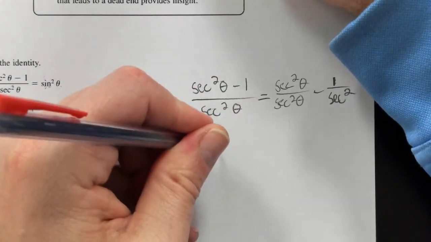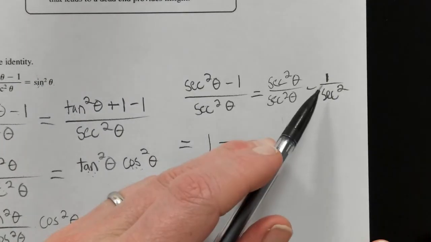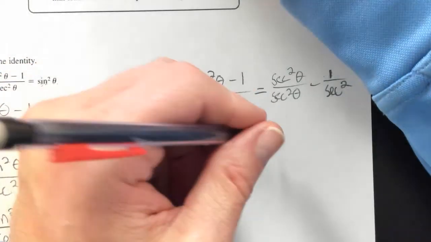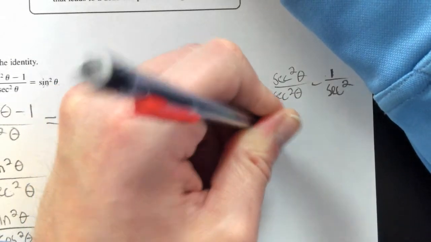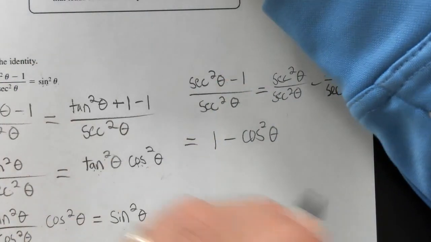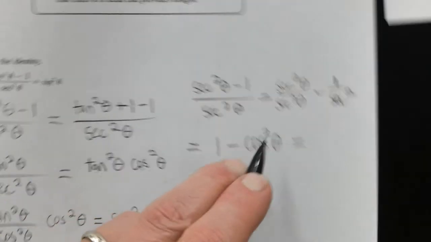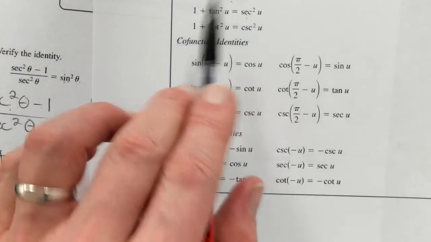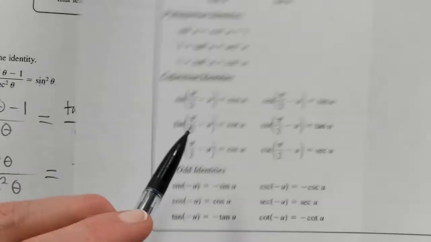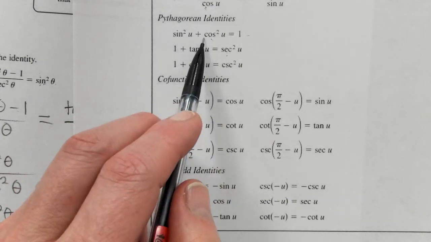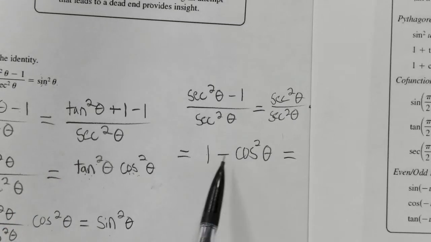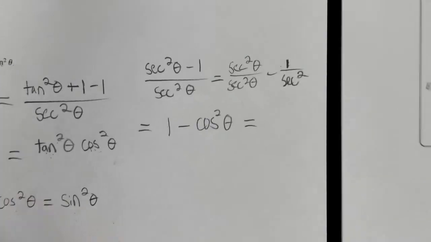So at this point, now I've got 1 minus 1 over secant squared, and we know we can change that. 1 over secant is equal to cosine, so 1 over secant squared is equal to cosine squared. Now we're almost there, because we have 1 minus cosine squared. Look at this: if I move the cosine term over to the other side, I have sine squared equals 1 minus cosine squared. So what's 1 minus cosine squared equal to? Sine squared, and then we've got it.